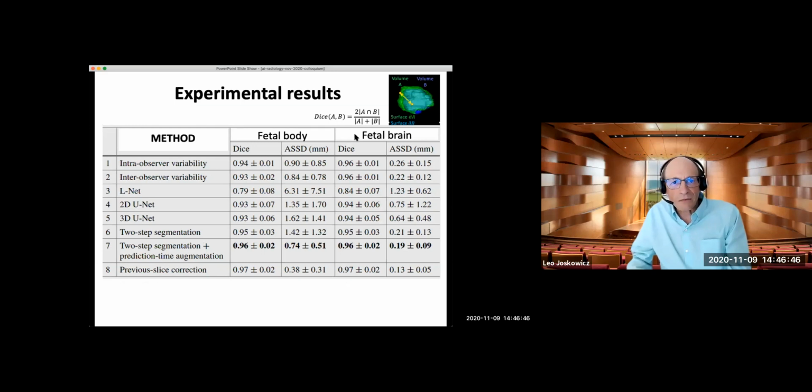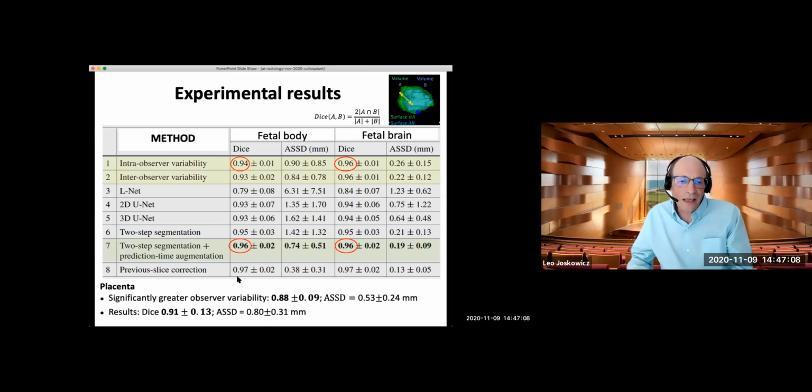And what you can see is the following: if you measure the dice coefficient, which is the overlap between two volumes, and the surface distance, you can see that the network achieves a dice coefficient and a distance which is very close to the observer variability, which basically means you've achieved your result. Okay. The placenta, for example, is much harder, and so you need more examples to start with, and this is very typical. Certain applications require more fully manual delineations than others.